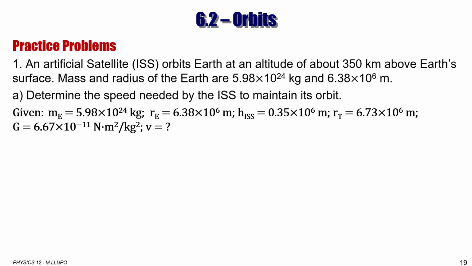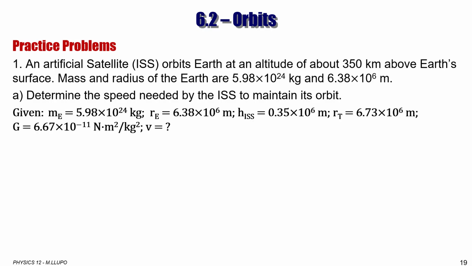Let's write what is given, what's required. Make sure all of them are standard units. We have mass of the Earth, radius of the Earth, altitude of the International Space Station. I wrote it as 0.35 times 10 to the power of 6 on purpose to have the same exponent, 6. So when we add them together to make total distance from the center of the Earth to the center of the satellite, we'll make 6.73 times 10 to the power of 6 meter.